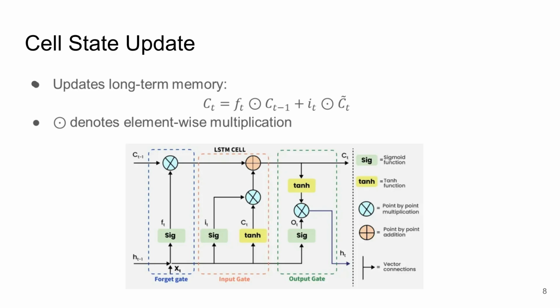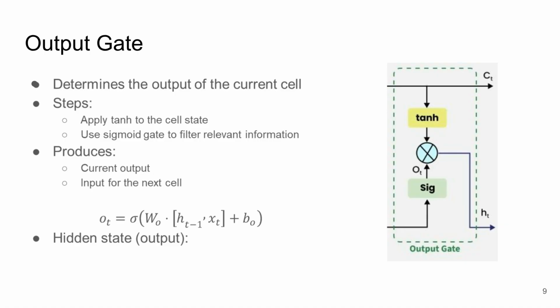The formula is C_t equals f_t times C_t-1 plus i_t times C_tilde_t. This is the key equation of the LSTM. Notice that the cell state update involves only element-wise multiplication and addition operations. This linear nature is what allows gradients to flow backward through time without vanishing. The cell state acts like a conveyor belt running through the entire sequence, with the gates making small linear modifications along the way.